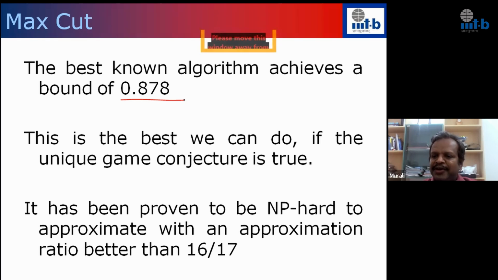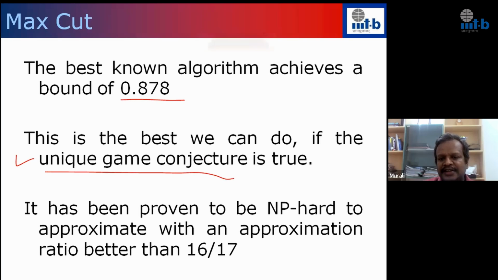Right? So if P is equal to NP, all NP hard problems are solved in polynomial time. In that case, you get the solution. It's been proven that it is NP hard to approximate within an approximation factor of 16 by 17. 16 by 17 is about 0.93. Okay, so this doesn't assume anything. The 0.878 result assumes the unique games conjecture.